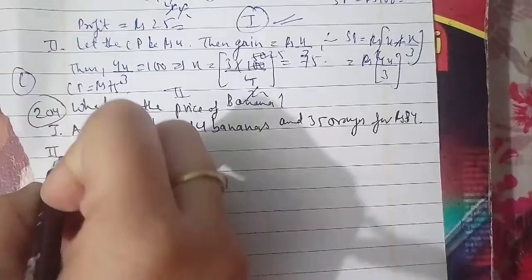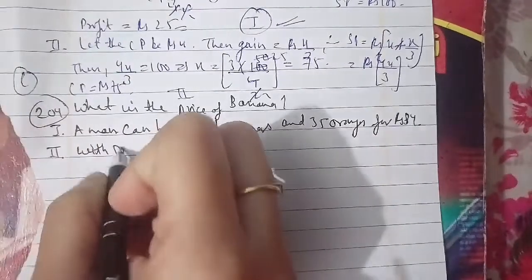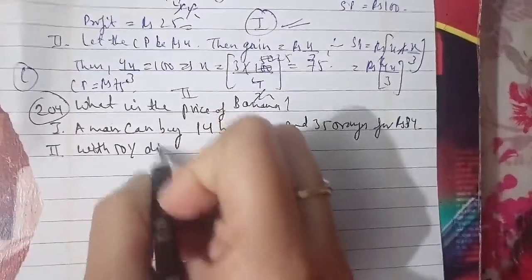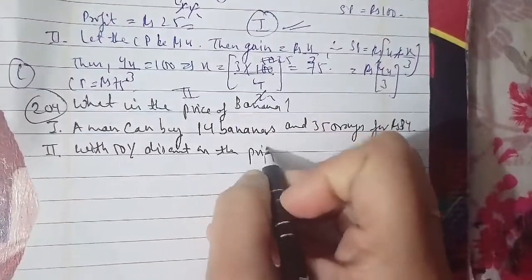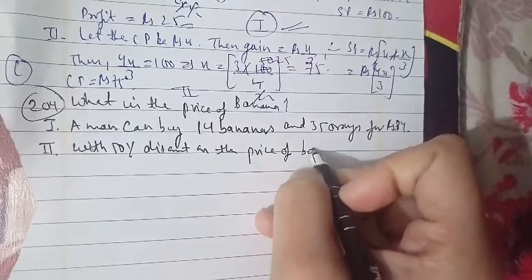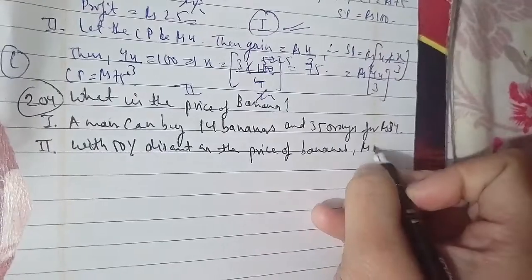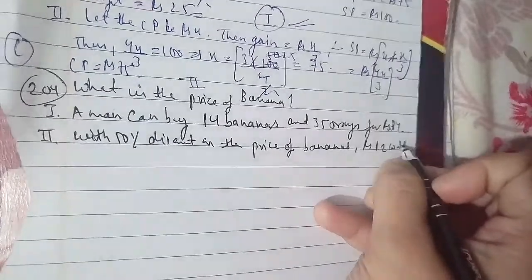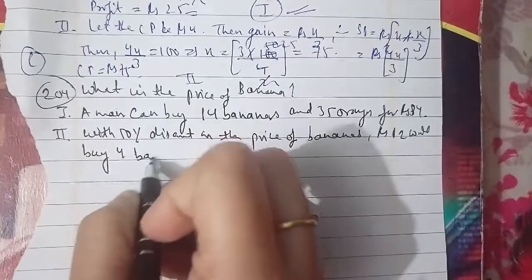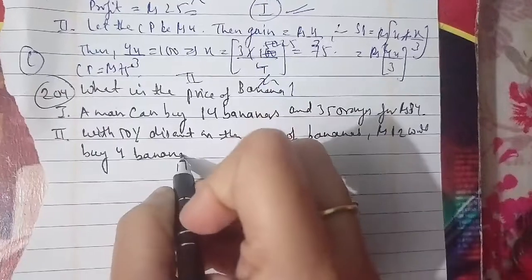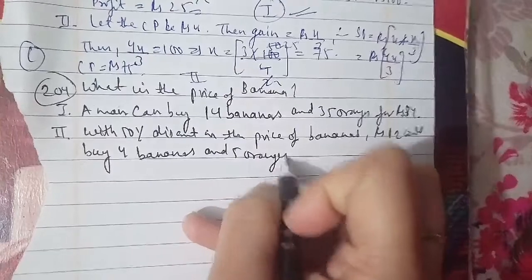Second statement is with 50% discount on the price of bananas, rupees 12 would buy 4 bananas and 5 oranges.